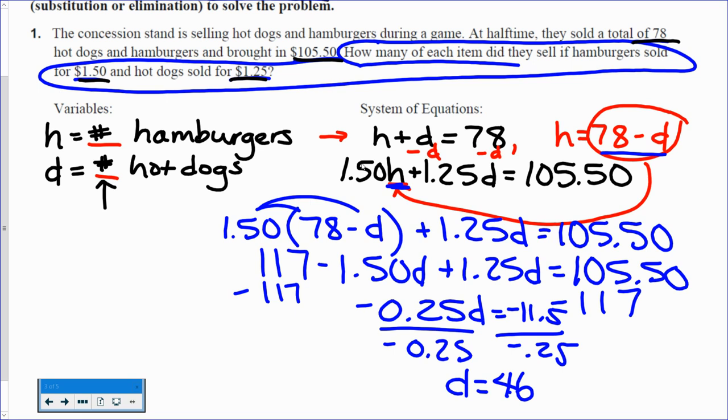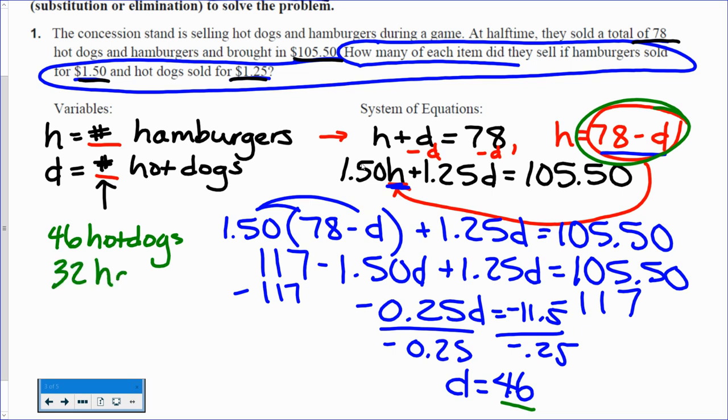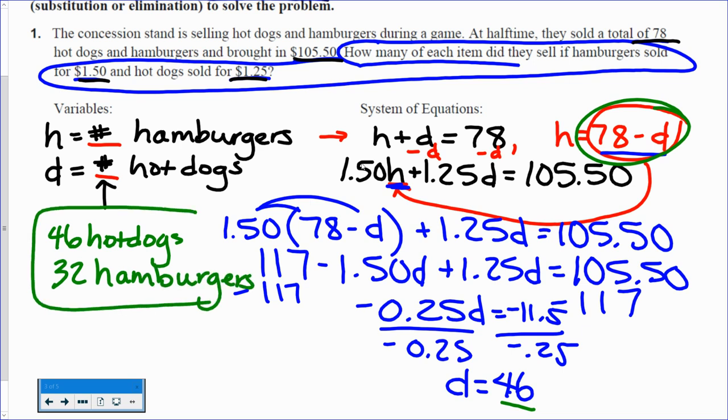Okay, so from here, I know there are 46 hot dogs. If I know the amount of hot dogs is 46, I can go ahead and use my little equation. 78 minus 46 would mean there are 32 hamburgers. That's my final answer.